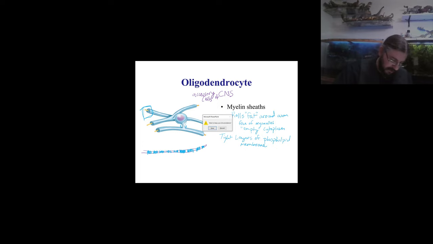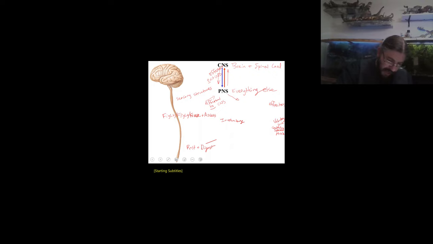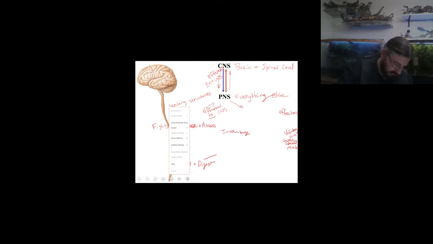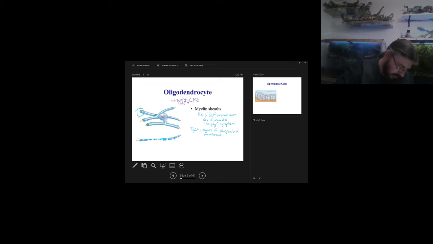Whoops. Stop it. No, I didn't want to. Oh, man. Whoops, this will get cut. Stupid thing. Where's the stupid button? Slideshow. Not from the beginning. Oh, not subtitles. Show presenter view, click the button, and then don't show presenter view.